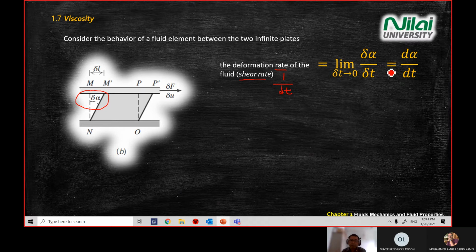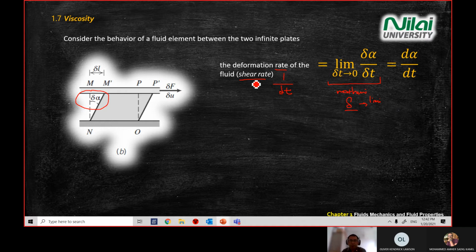So you remove the limit to 0, you can write in a more formal way. It is called d alpha divided by dt. Here, this term is a mathematical term that you're dealing with very small changes, right? So that's why you need to use the limit to convert into d, right?